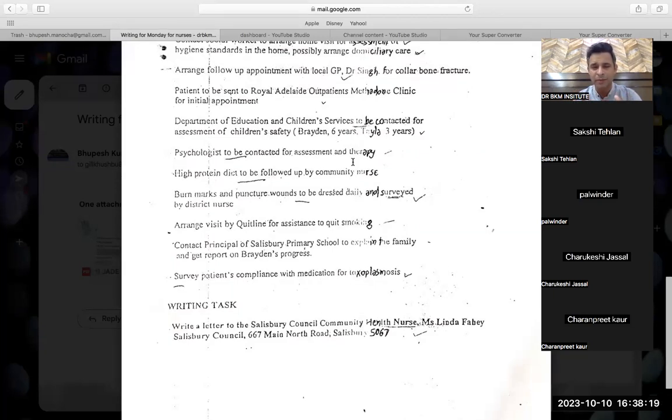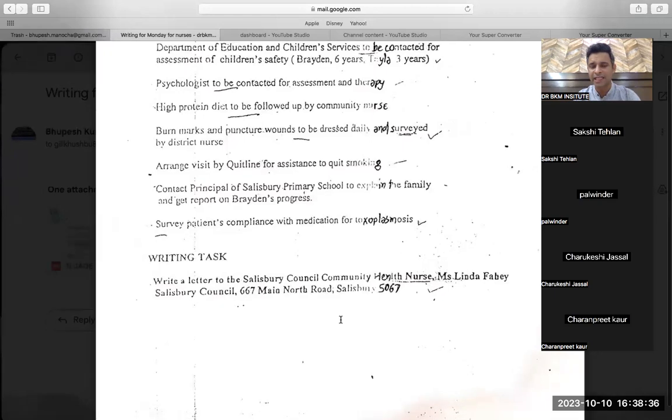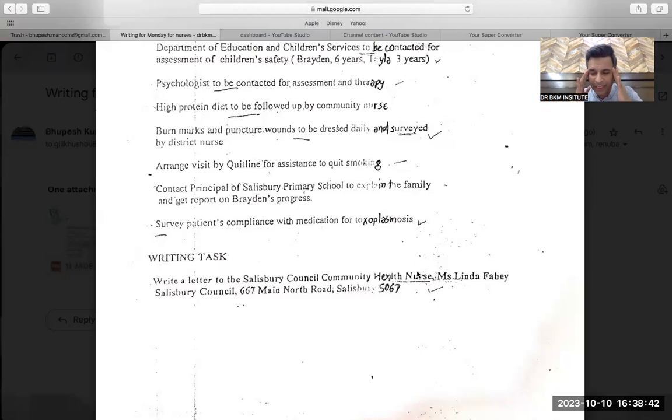First of all, we get confused so much in these kinds of letters, whether this is a referral letter or a discharge plan letter. Please understand, it is just a simple patient that needs to be forwarded to a specific person. Like in this case, we have to write a letter to Salisbury Council Community Health Nurse, Mrs. Flinda Faye, Salisbury Council, Main North Street. So the only thing that should stay in my mind is that I have to write a letter to a community health nurse.